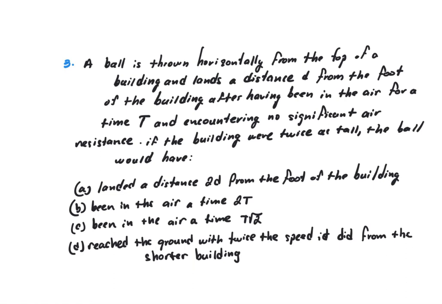Alright, so let's look at question 3. Question 3 says a ball is thrown horizontally from the top of a building and lands a distance d from the foot of the building after having been in the air for a time t and encountering no significant air resistance. If the building were twice as tall, keyword, which is twice, the ball would have... alright, so this is a projectile motion, right?